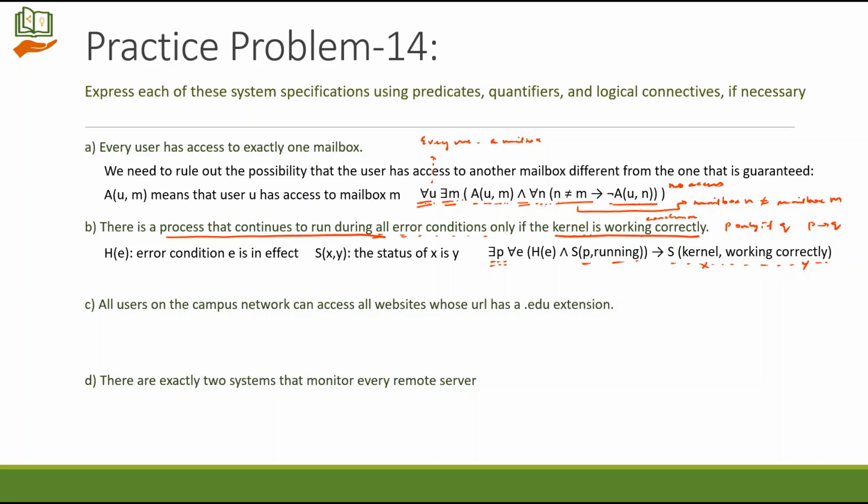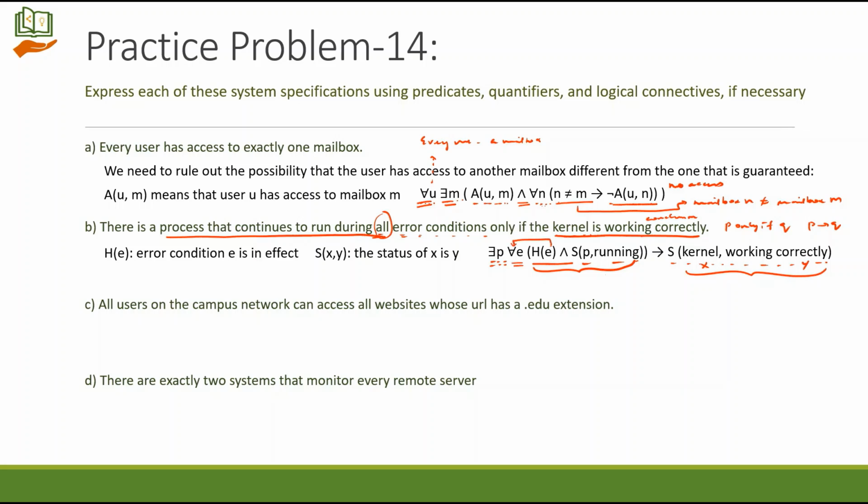Now what is this H of E? Error condition is in effect. It means it is running during all error conditions. It means we have to say it is in conjunction. This is happening along with the error condition. So all together this is taken to be the hypothesis and this is taken to be the conclusion. Now since they mentioned it as all errors, we are mentioning this error under universal quantification.